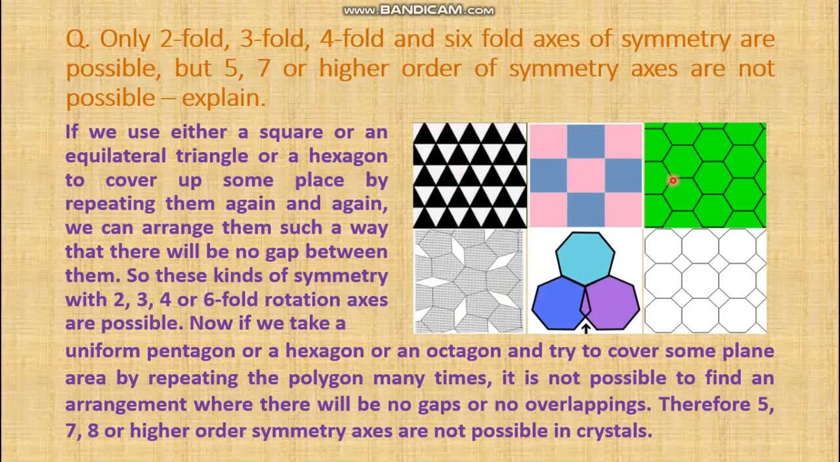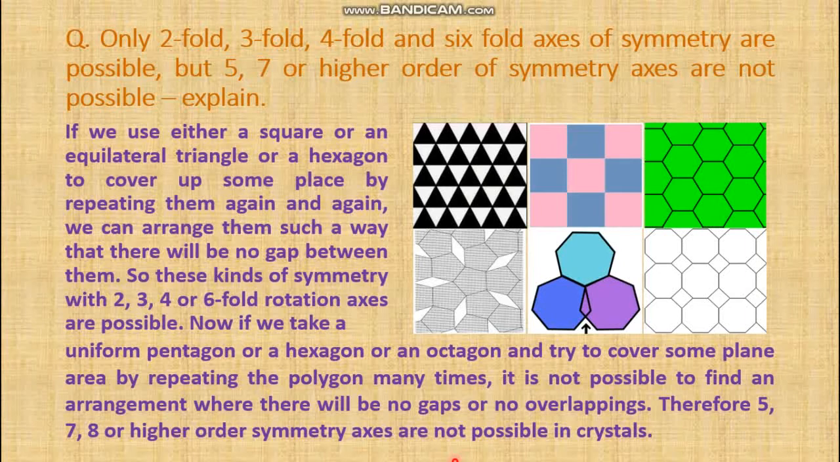but 3, 4, 6, even 2 are possible, but 2 cannot be diagrammatically shown here, but logically you can describe it. How? If we use either a square or an equilateral triangle or a hexagon to cover up some place by repeating them again and again, we can arrange them such a way that there will be no gap between them. So these kinds of symmetry with 2, 3, 4 or 6 fold rotation axes are possible.